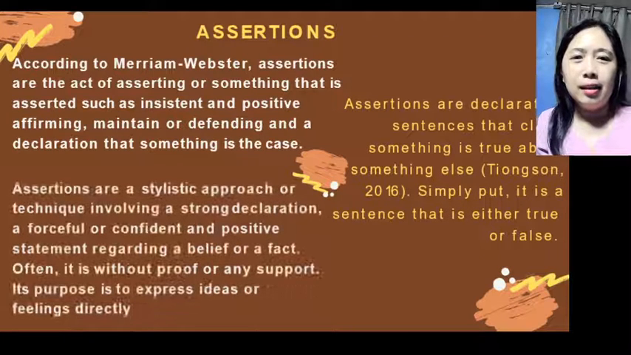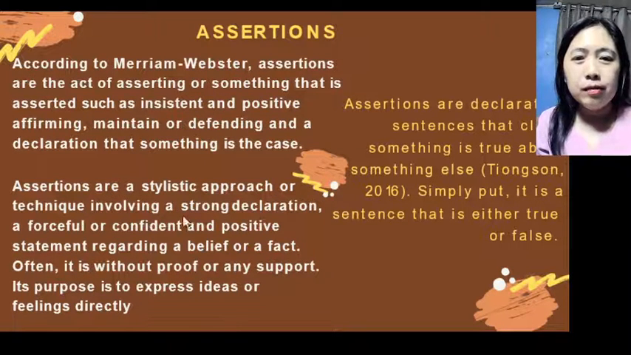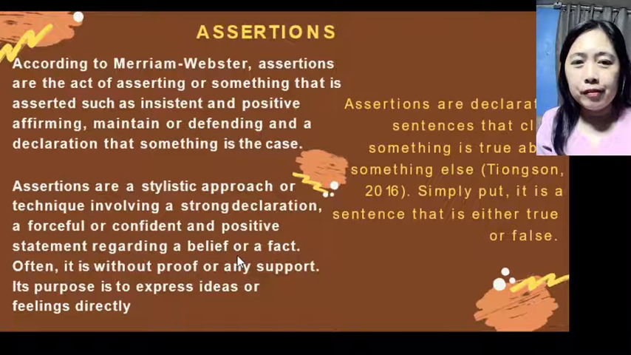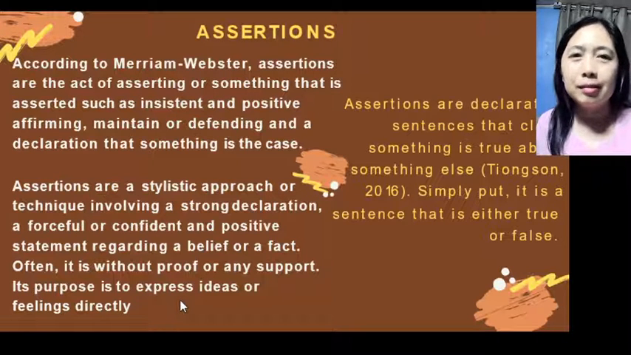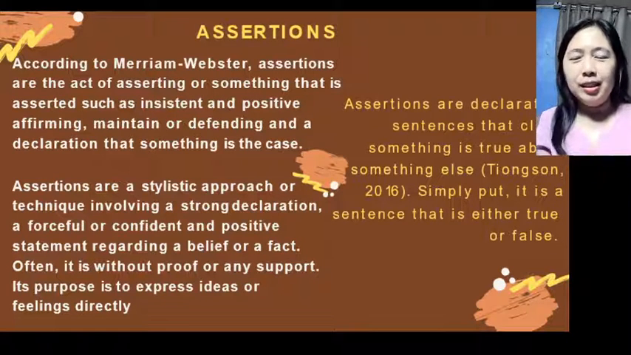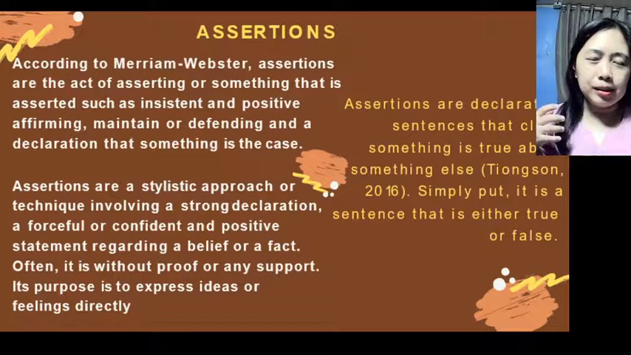Okay. And we have here another: assertions are a stylistic approach or technique involving a strong declaration, a forceful or confident and positive statement regarding a belief or a fact. Often, it is without proof or any support. Its purpose is to express ideas or feelings directly. Okay. So, it's just based on, yes, mura siya opinion. Okay. So, that's your assertion.